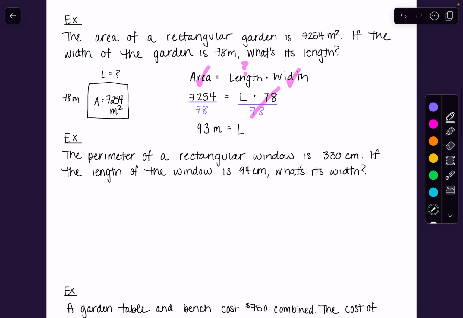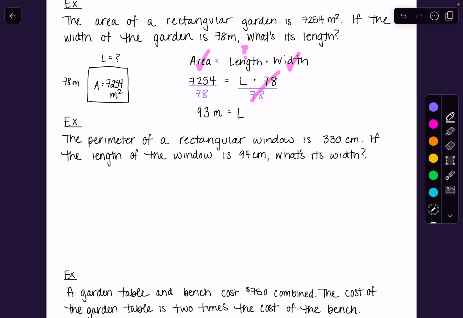Okay. For the next one, similar idea that we're working with a rectangular window, but now we're told the perimeter is going to be 330 centimeters. If we know the length of the window is 94, we want to figure out what is the width. So again, going to draw a little picture to help me out, and that time it did turn into a nice square. I have no idea what the width is. That's my goal. So I'm going to call these sides W. We want to figure out what does this equal. But we do know that length is going to be 94 centimeters.